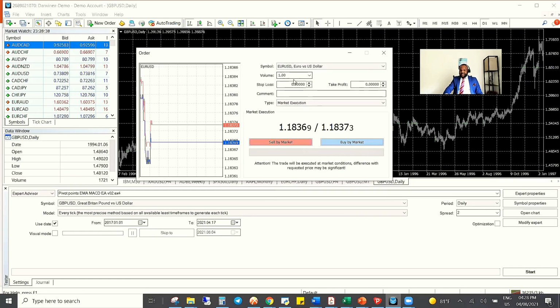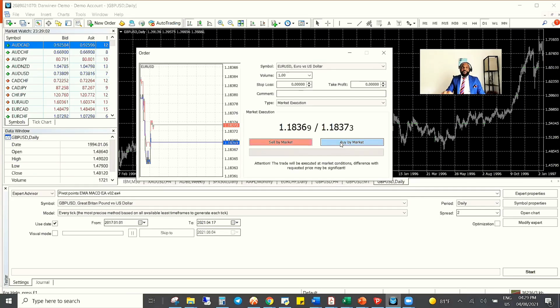What that one means is that I'm interested in buying 100,000. If I click buy now, I've entered to buy 100,000 euros. You see, wow, I don't have 100,000 euros in my account. How am I able to buy 100,000? How did the broker allow me to place the trade of 100,000 euros? That's where the leverage comes in. I will explain to you.